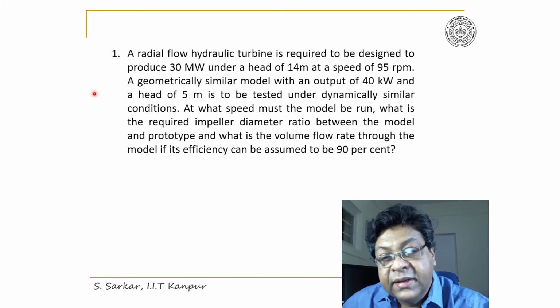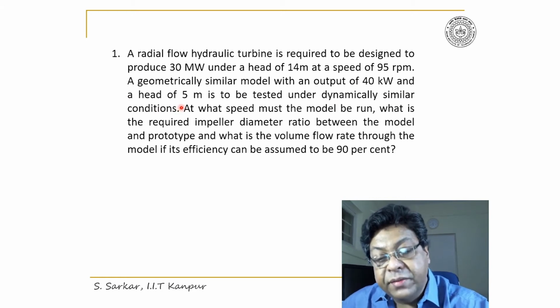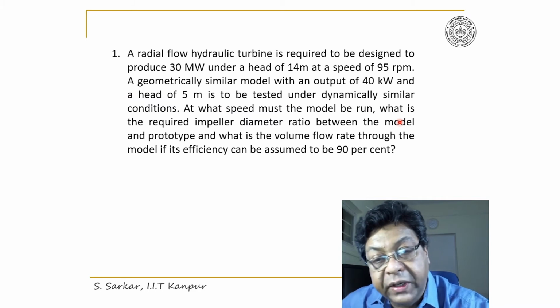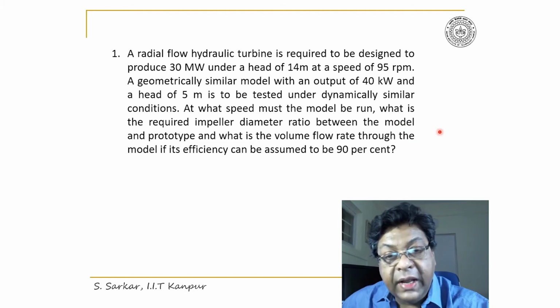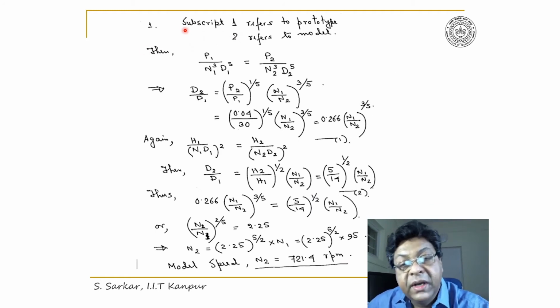So the model power output 40 kilowatt has been stated under a head of 5 meter, and it is dynamically similar machines. So it has been asked to evaluate the model speed, the diameter ratio between the model and the prototype, and the flow rate of the model. Let's go to the solution. Now subscript 1 I have referred for prototype and 2 refers for the model.